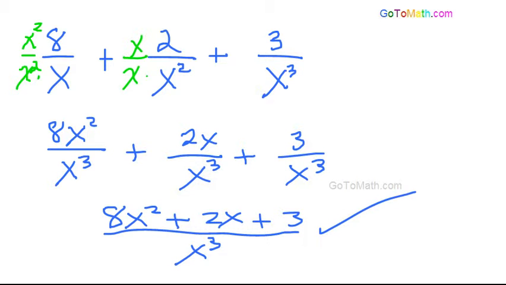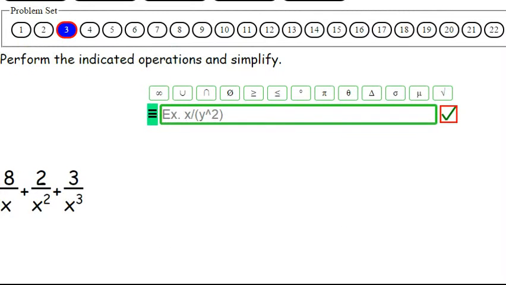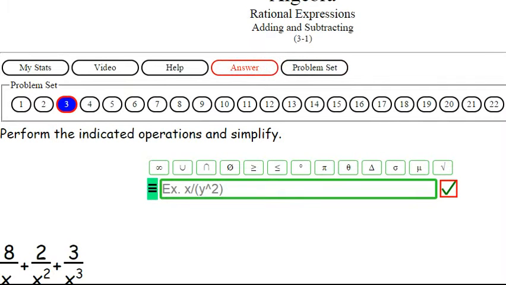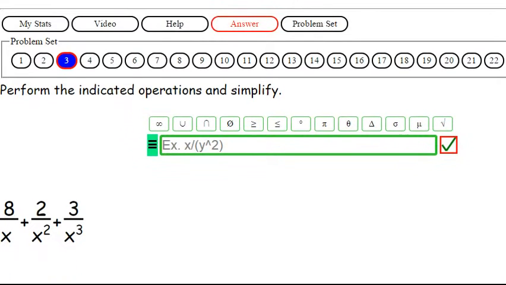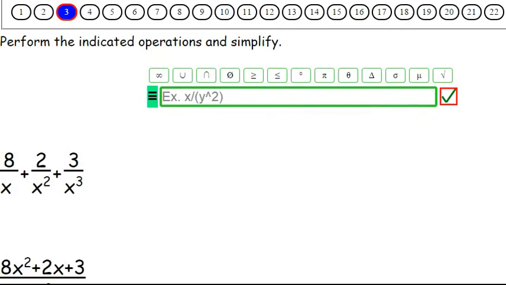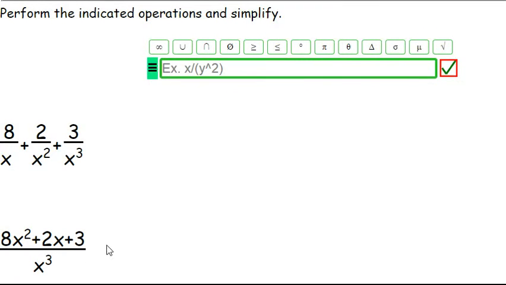So let's see what we got going on here. 8x squared plus 2x plus 3 over x cubed. Looks good. It all looks good.